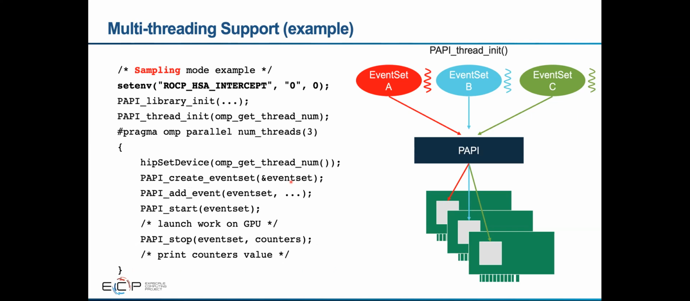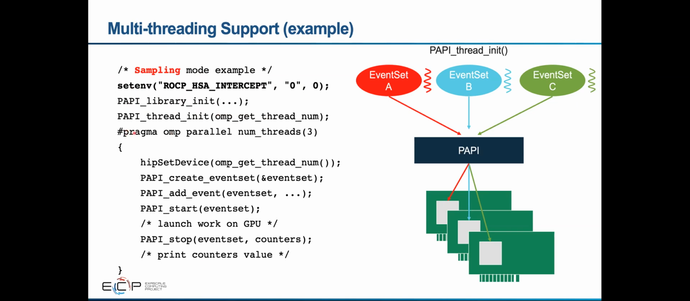This is just a simple example code of how to use the sampling mode. Basically, in this slide, we are setting the ROCPROFILER intercept equals 0 to select sampling mode within the code, but this can be done, of course, outside the code. Then there is a call to PAPI library init in order to initialize the ROC profiler library. And this PAPI thread init call is to let PAPI know that the user will be doing monitoring from different threads in the application.